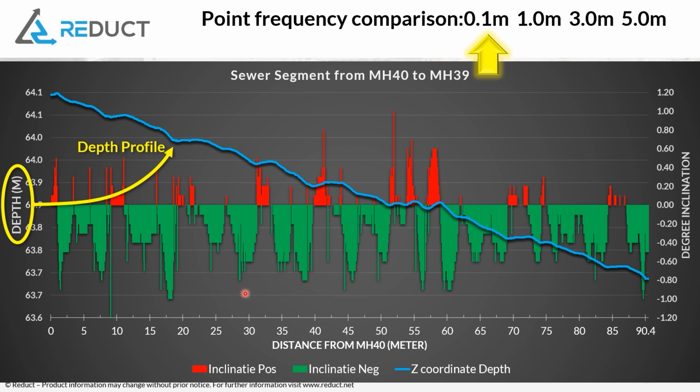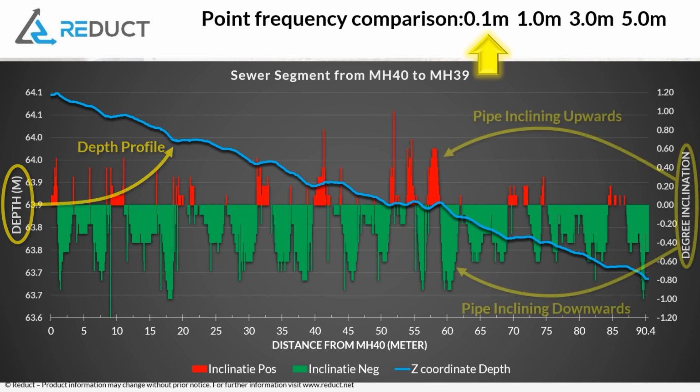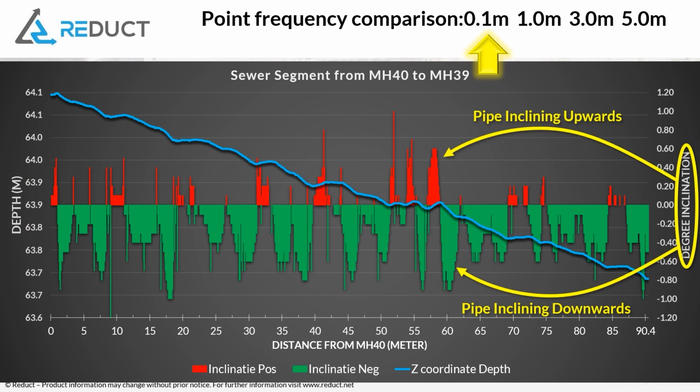Now, if we just used the zero inclination as a demarcation point, we just want to know where it is inclining up or down, then you see that in quite a number of places, everything is red. It's inclining upward, which is bad, and everywhere where it's green, it's inclining downwards, which is good.